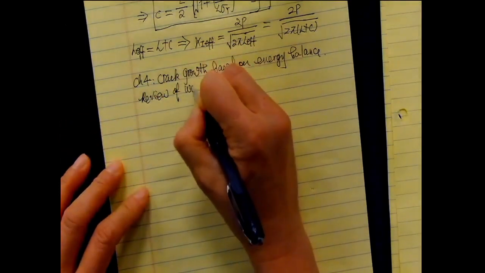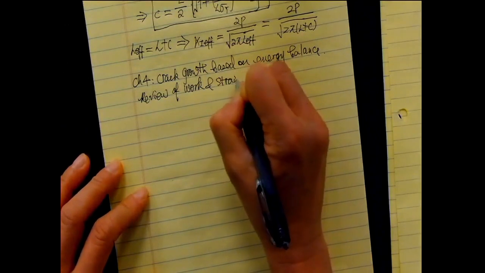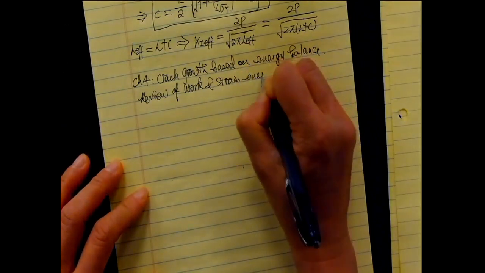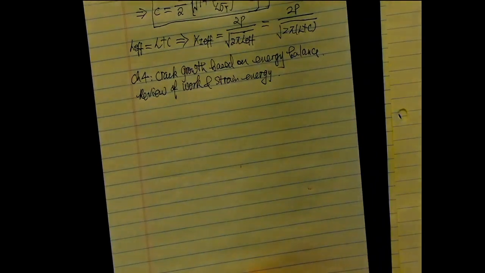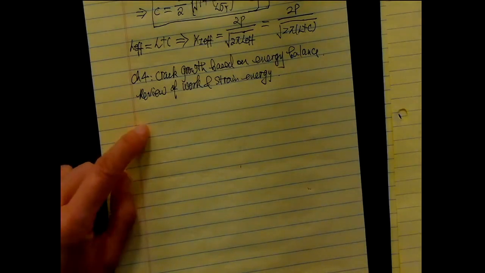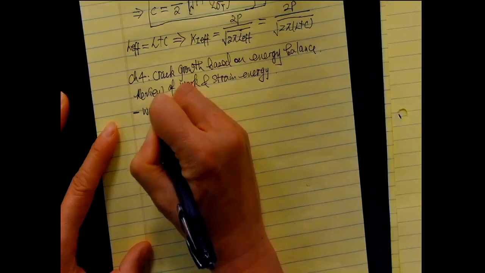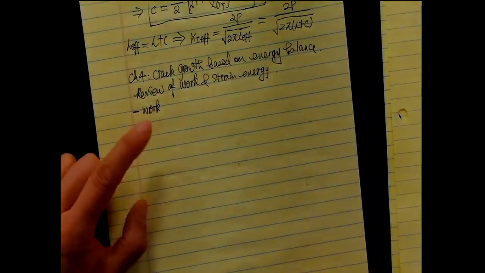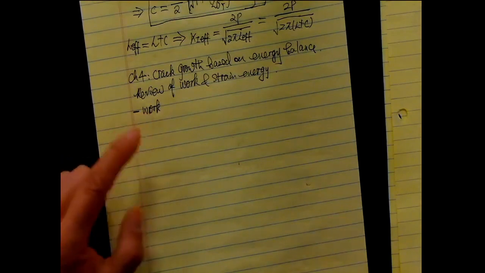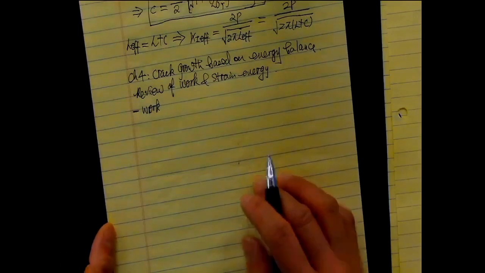work and the strain energy. Those are potentially two types of energies that eventually balance out. So the first one is, what is work? In this sense, it is the work done by a force, by moving things around.